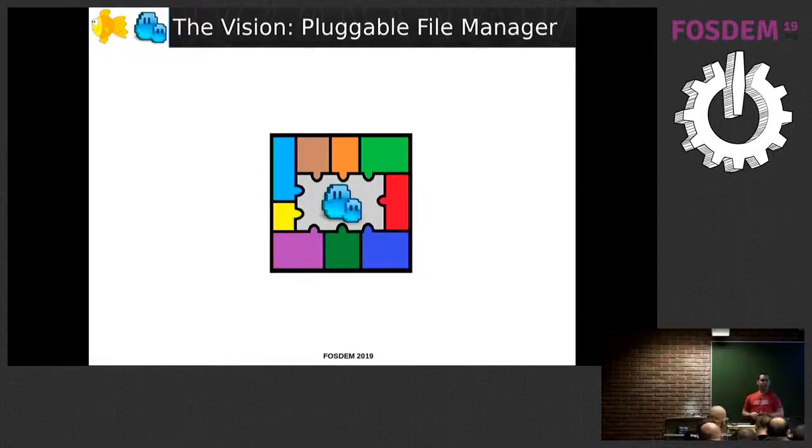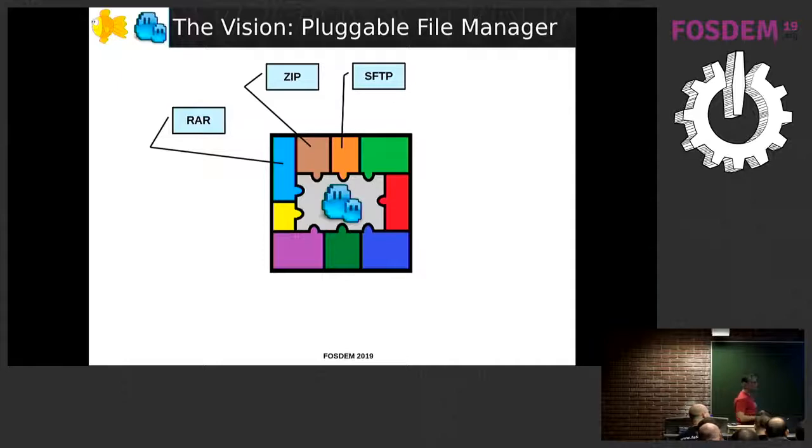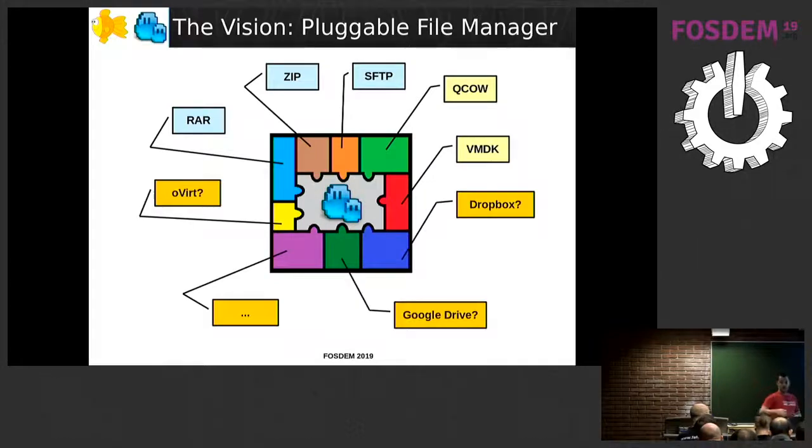Now the functionality I present here is part of a broader vision, and I want to talk in a few words about it. I want to reach a state where muCommander is a truly pluggable file manager. Let's say that we will turn muCommander into a core part, and all the extensions will be implemented as plugins. Some of them will provide the existing functionality, some will provide support for virtual disks, and there are many more candidates such as Dropbox, Google Drive, even oVirt, listing the storage domains inside oVirt, and many others.